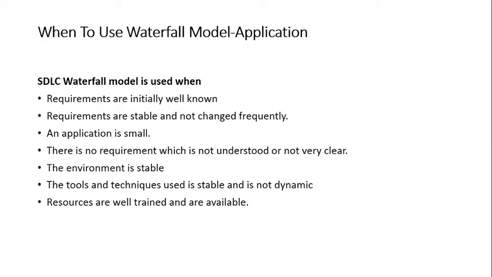Why are we saying it should be known? Because we don't have any feedback path to go back and make the changes now and then. Say after some time you started your development and then a new requirement comes in. So you cannot accommodate that requirement here because you cannot go back. It is linear sequential in nature. Whatever you have initially, only that will be developed through this model. So the basic criteria is requirements should be initially well known.